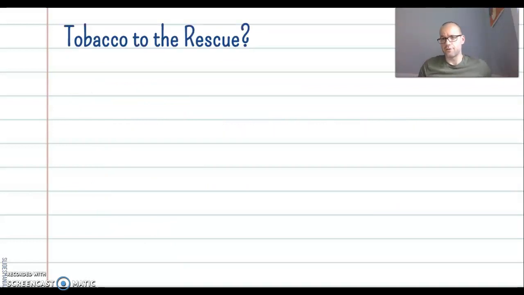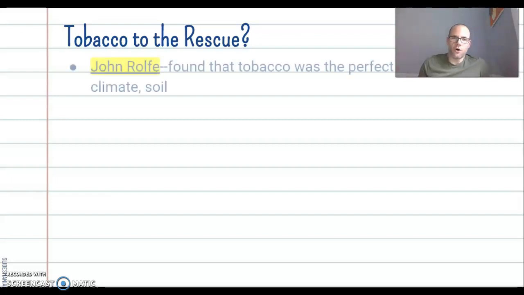But never fear, tobacco's here. What? That's right, tobacco. Okay. So this guy named John Rolfe, which you might remember, marries Pocahontas. Aww. He discovers that tobacco is the perfect crop for this climate and this soil. And so tobacco requires a specific environment, and that marshy, swampy environment was perfect.